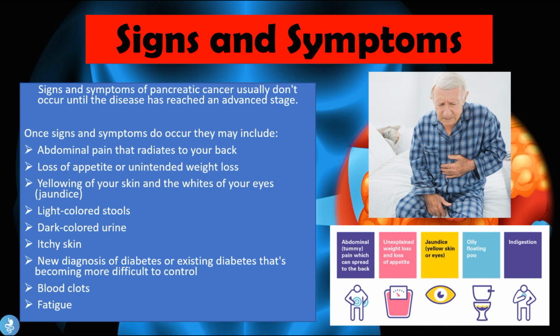So once signs and symptoms do occur, they may include abdominal pain that radiates to the back, a loss of appetite or unintended weight loss, the yellowing of the skin and the whites of the eyes, which is called jaundice, light-colored stools, dark-colored urine, itchy skin, a new diagnosis of diabetes or existing diabetes that has become more difficult to control, blood clots, and fatigue.